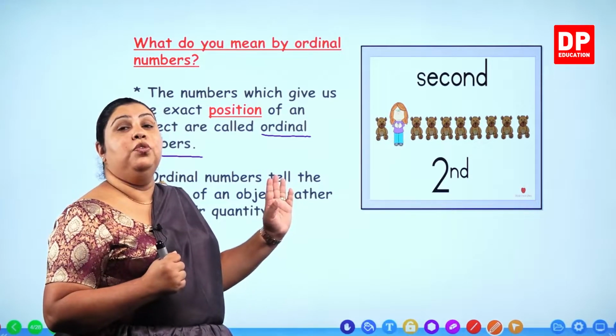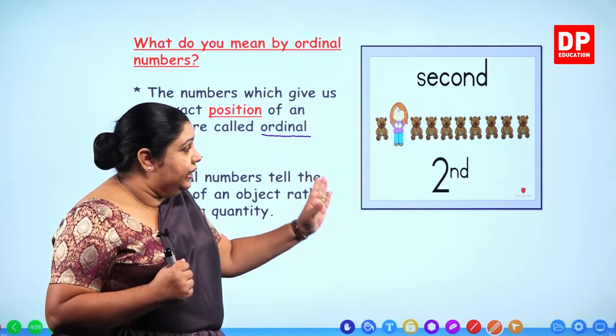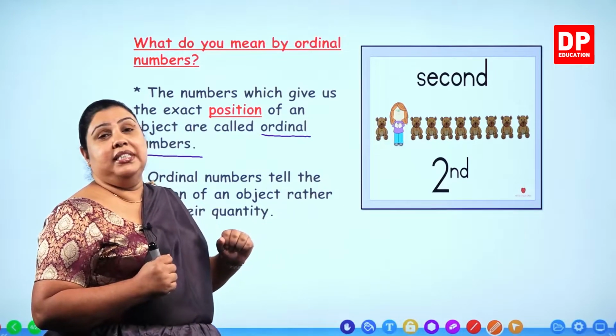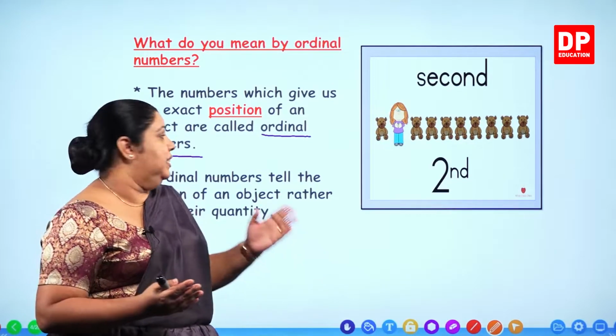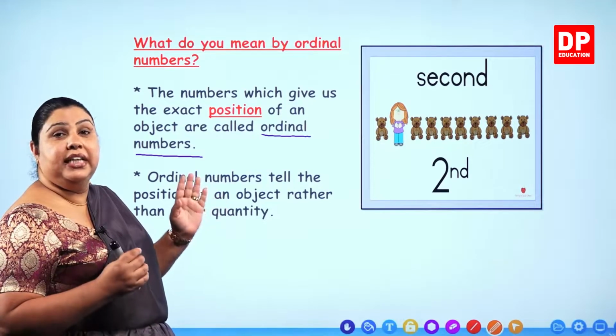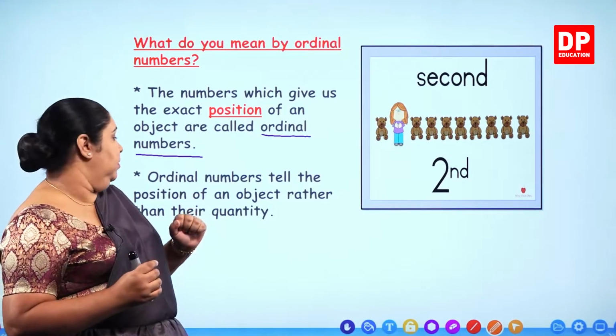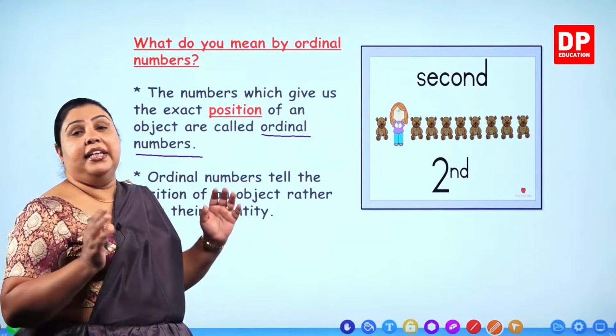So before we move on with the activities, what the ordinal numbers say is the position. That is what it says. Ordinal numbers tell us the position of an object rather than the quantity.